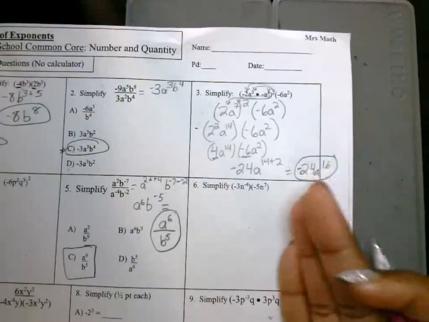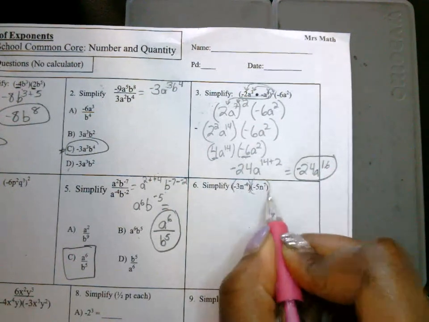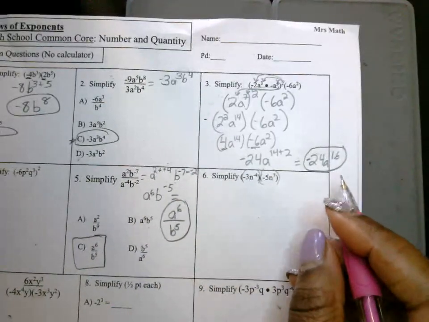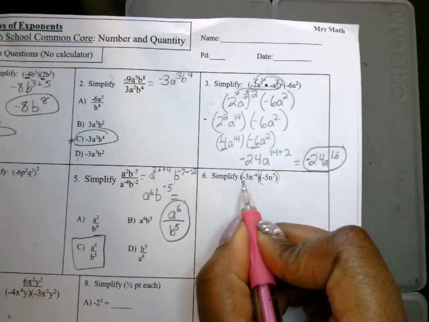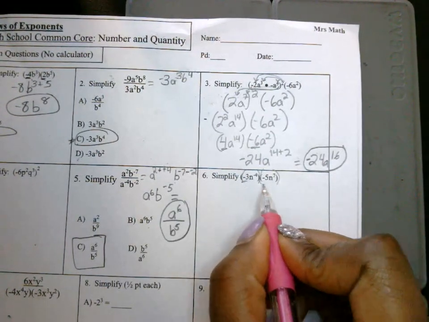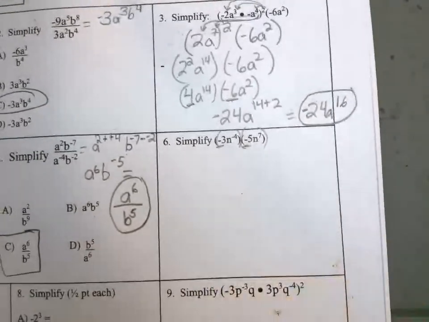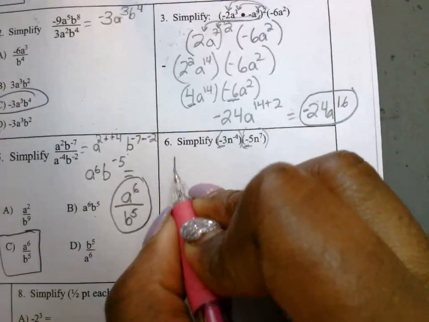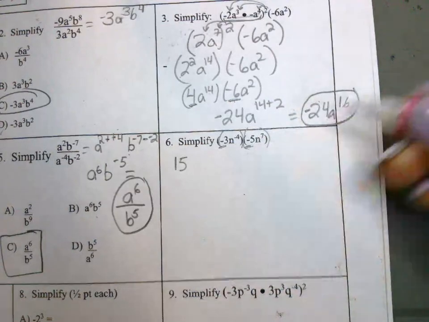What are we doing first in this one? When we're multiplying, what do we do first? Multiply? No. What are we multiplying first? -3 times negative 5. Multiply the numbers first. What's negative 3 times negative 5? Positive 15. Use your calculator, fingers and toes, okay? All right, so we did the numbers.